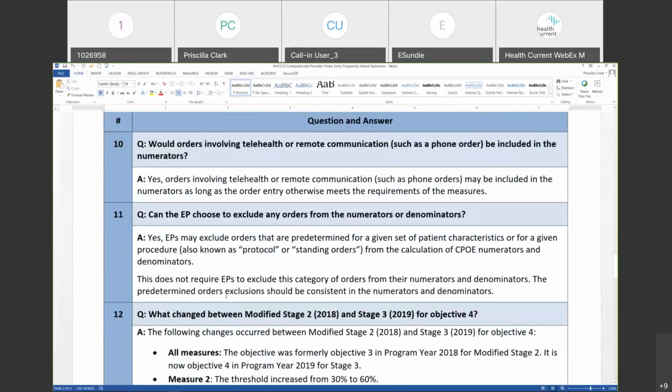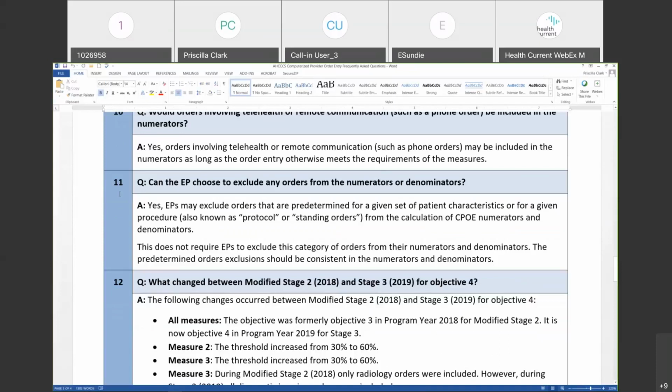I think we have time for about 2, maybe 3 more questions. Question 10 is, would orders involving telehealth or remote communication, such as a phone order, be included in the numerators? The answer is yes. Orders involving telehealth or remote communication, such as phone orders, may be included in the numerators as long as the order entry otherwise meets the requirements of the measure.